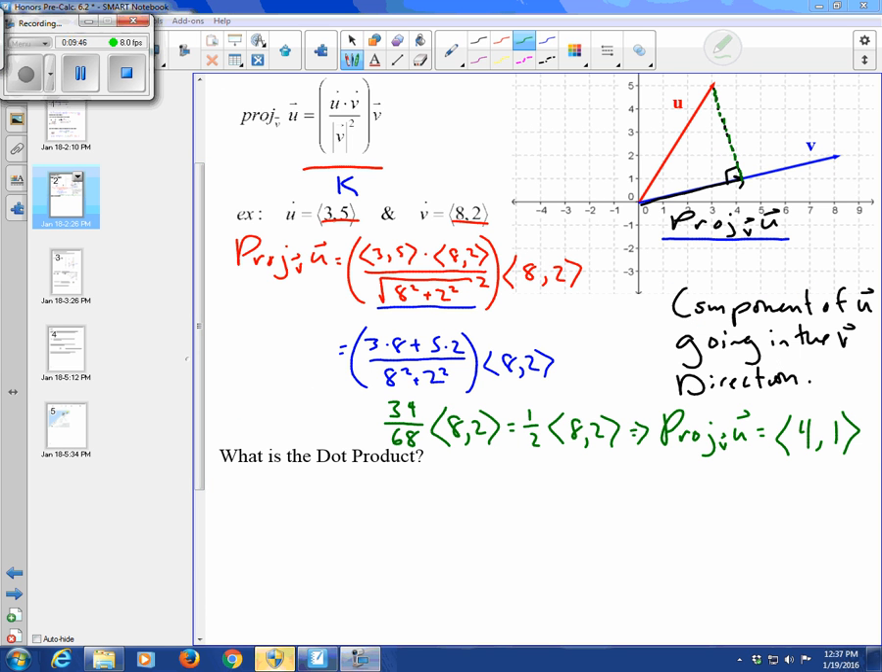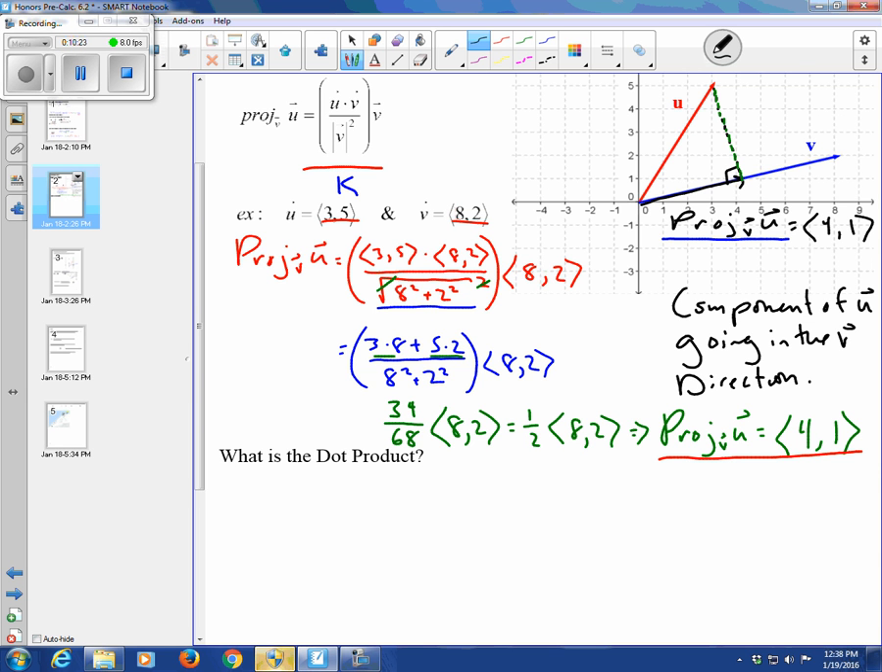All right, so right here, evaluating the dot product in the numerator, the product of horizontal components plus the product of vertical components gives us 34. And when we square the square root in the denominator, we get 8 squared plus 2 squared, which gives us 68. We can simplify that scalar down to 1/2, and then we get the projection of u onto v as being the vector 4, 1. So our vector 4, 1 is the projection of u onto v.